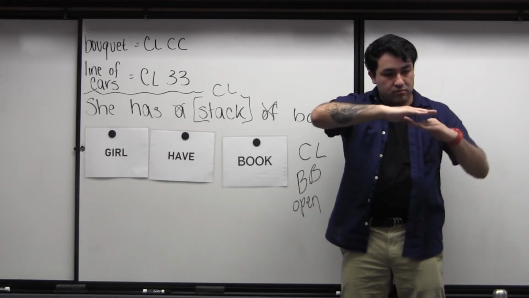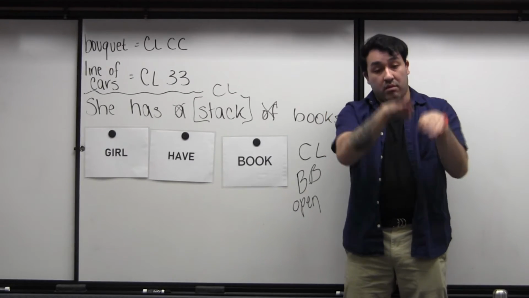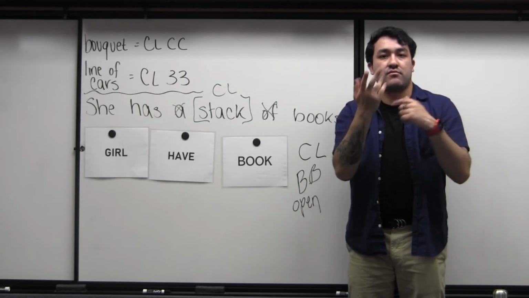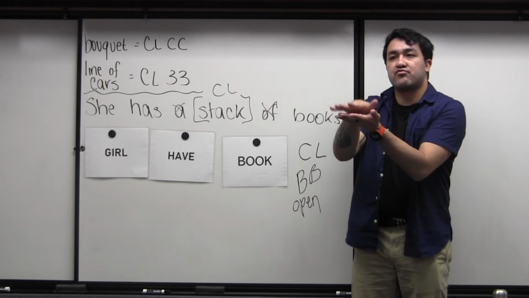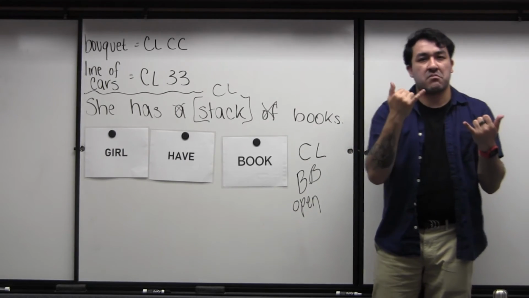Again, you want to show that stack of books. You want to show the many books. You don't want to do it like this. That's a lot of work to do it this way. So it's easier to just go straight up. And again, you'll see that all the time. It looks like a stack of books. People have agreed upon that.